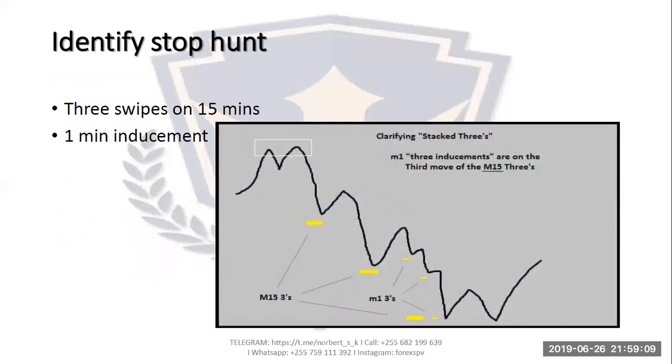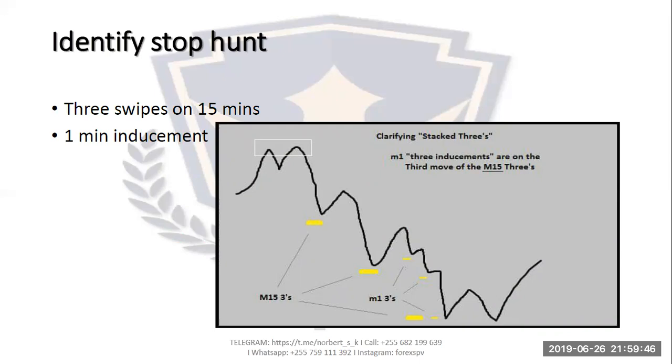Now, how do we identify a stop hunt? We identify a stop hunt as the 3 swipes on the 15 minute time frame. If the dealer comes out from the Asian, you will find 3 swipes to the low or 3 swipes to the high. And it might be 3 vector candles, and the vector candles usually occur during gap time. If you find 3 vector candles during gap times, then it's a stop hunt.